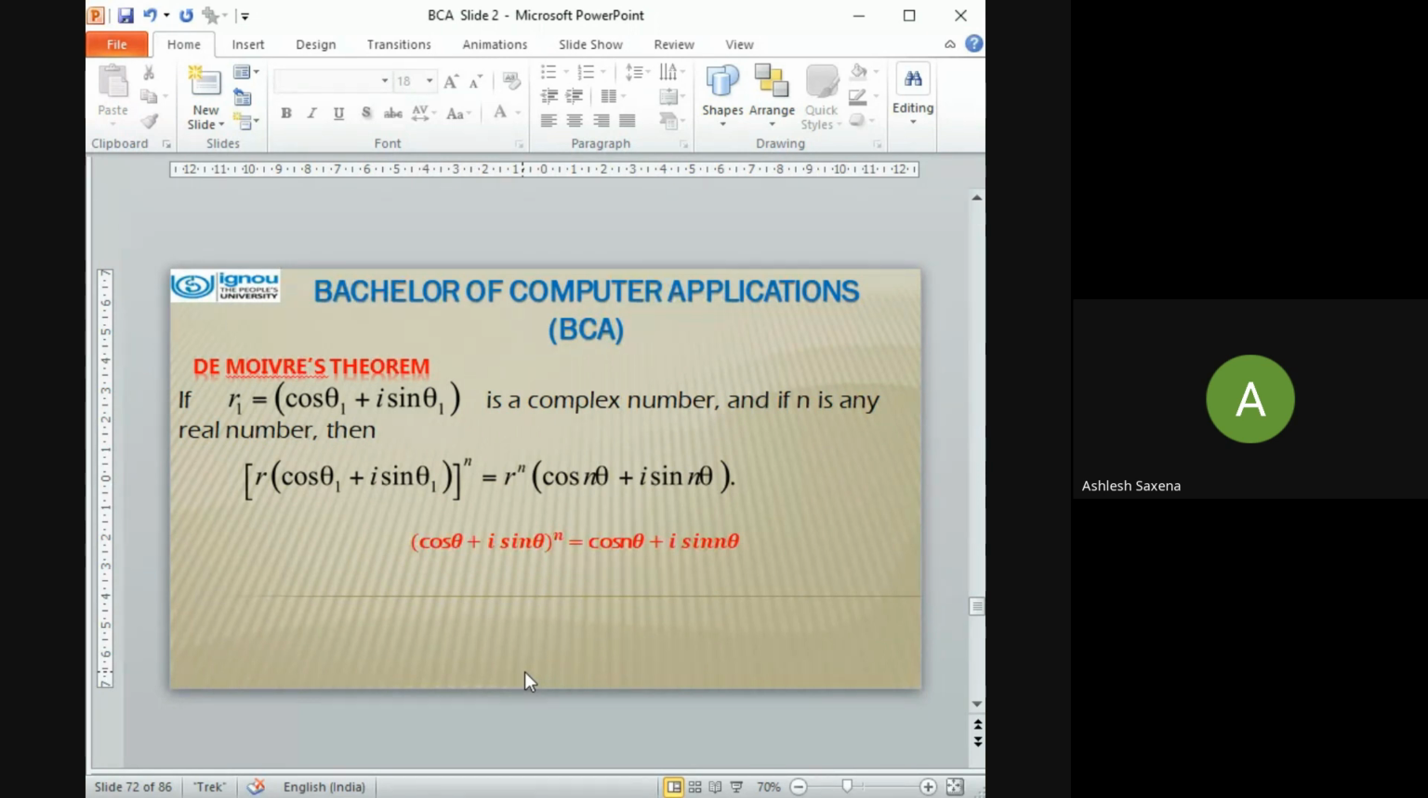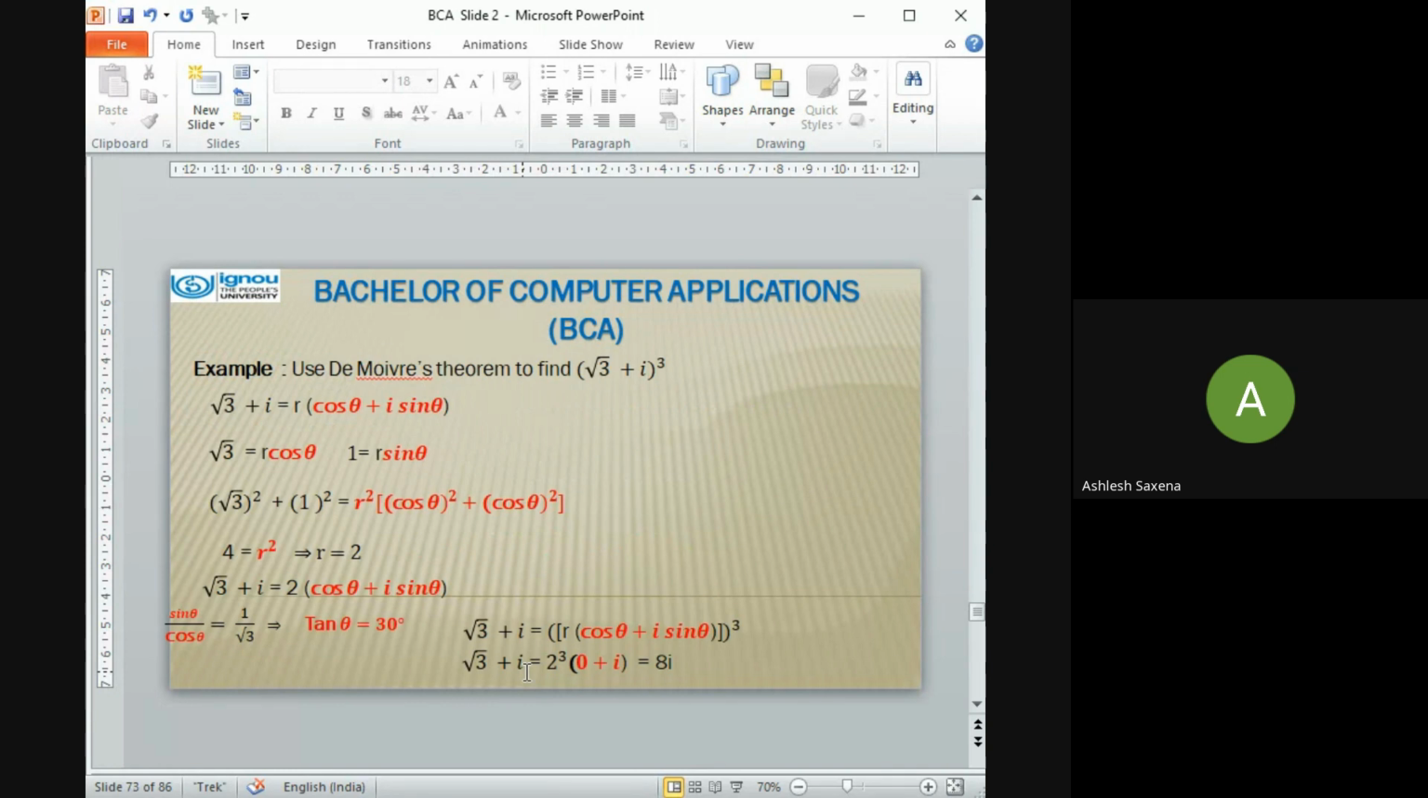Is this clear? This is De Moivre's theorem. Now, see what I've done. You have to use De Moivre's theorem to find root 3 plus iota power 3. First of all, I will write root 3 plus iota is equal to r cos theta plus I sin theta. And then I will be equating real part with the real part and imaginary part with the imaginary part. So you can see over here that root 3 is equal to r cos theta and 1 is equal to r sin theta. Square both sides and add them up.